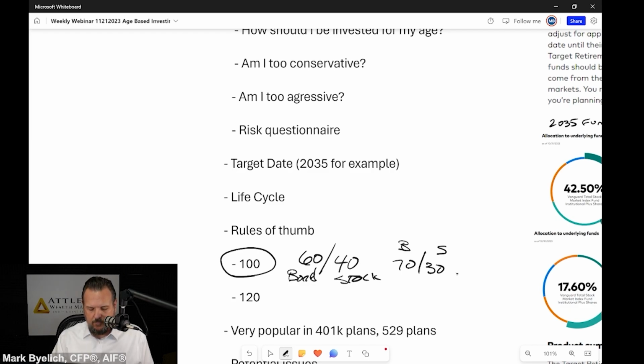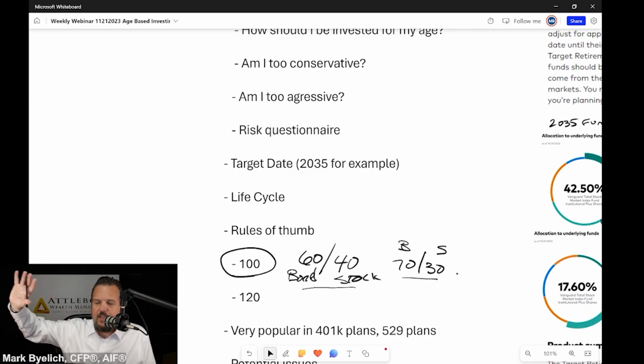But you have to take into account other things that might affect the portfolio. So the first thing is, what's your acceptance for risk? Forget about the age and some simple, I almost said silly, but I'll just say simple rule of thumb.